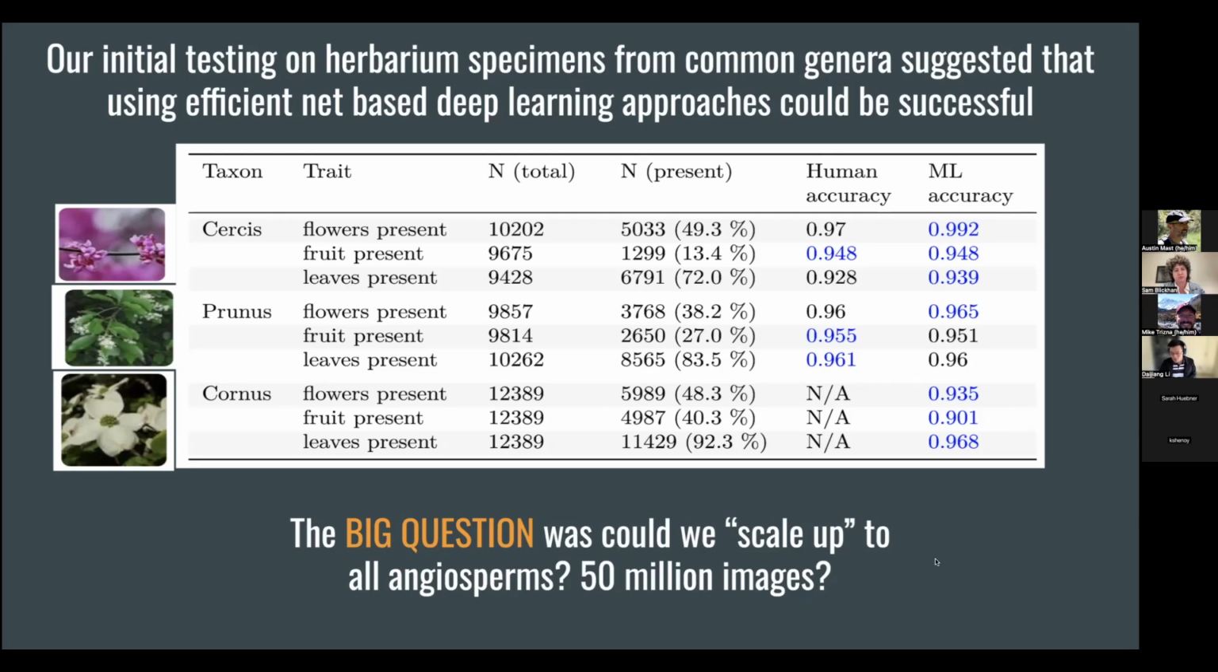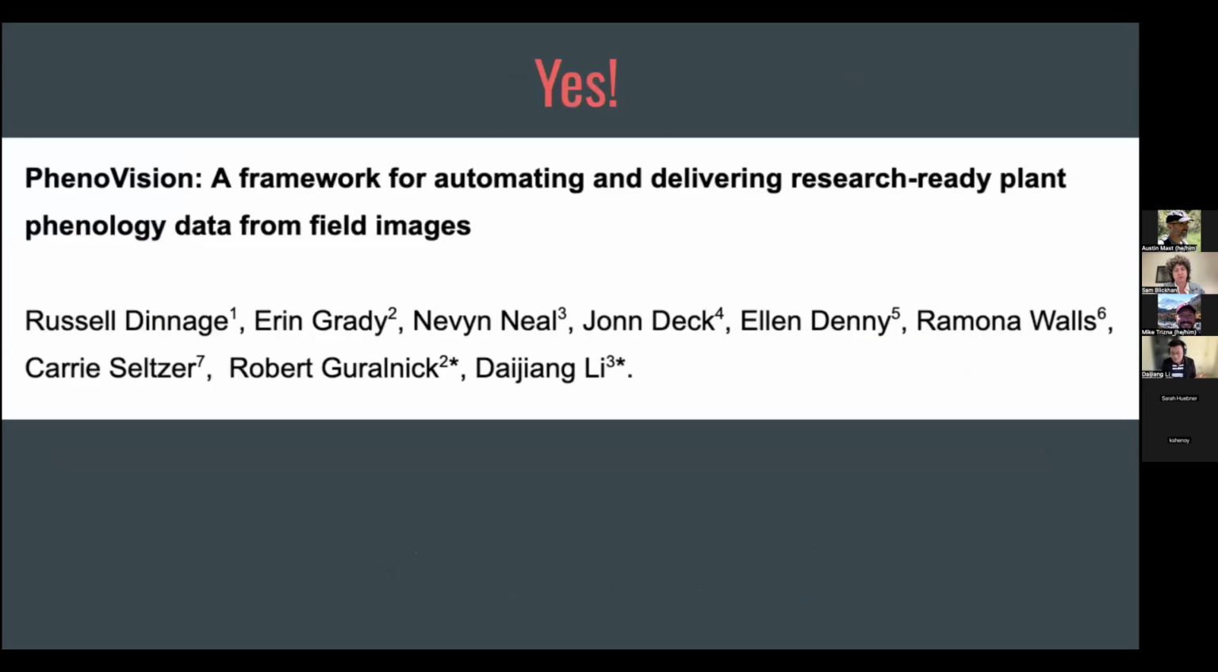So I think the short answer is yes, it is very promising. We're developing what we call a vision model to automate annotation of images from iNaturalist, and we just submitted the paper to bioRxiv, so it should be online pretty soon.